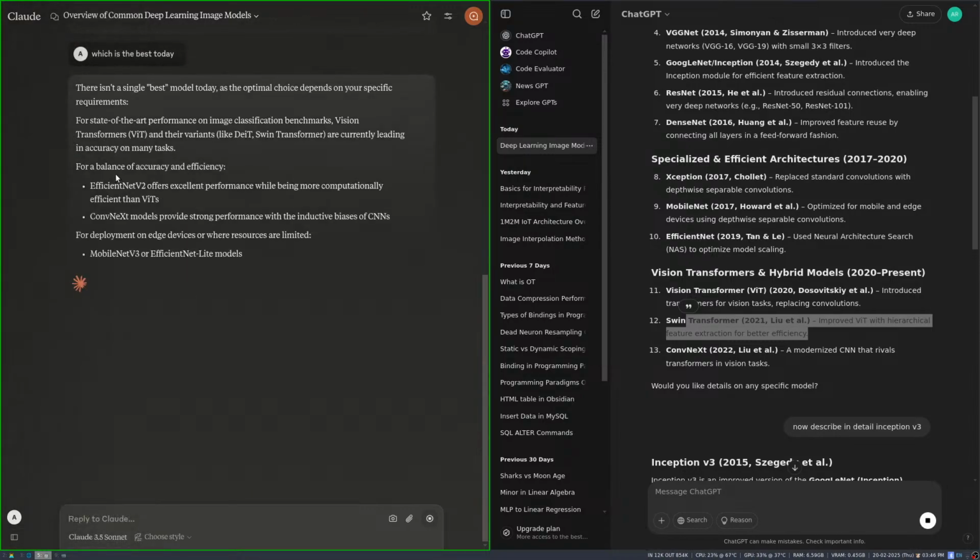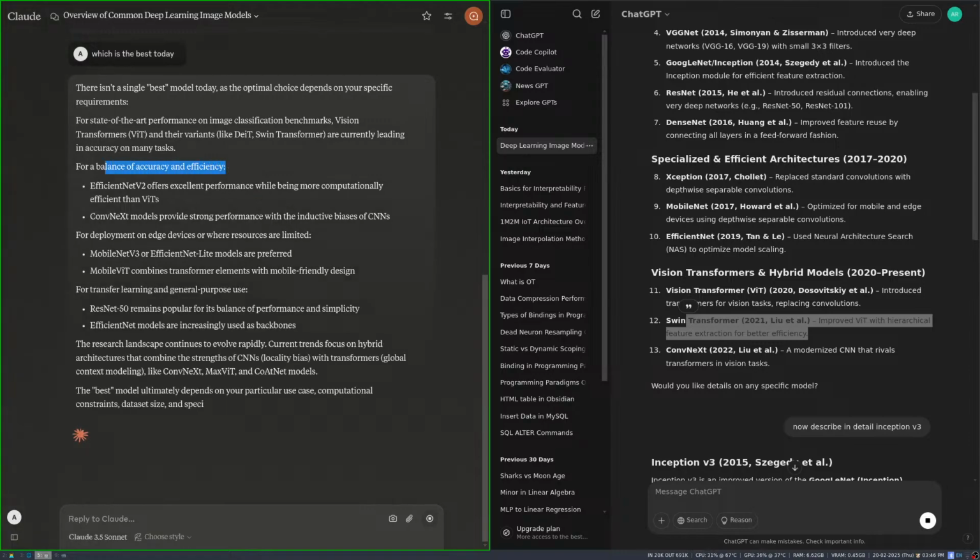Yeah, I mean, obviously, a balance of accuracy and efficiency. ConvNeXt provides stronger performance with inductive bias, okay, for deployment on edge devices. For transfer learning and general purpose use, ResNet and EfficientNet. EfficientNet is everywhere. Huh? That is probably the best. I don't care about resources. I want the model that gives the highest accuracy.